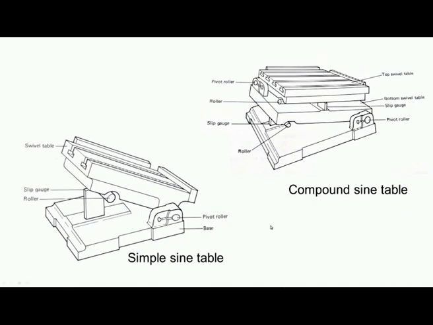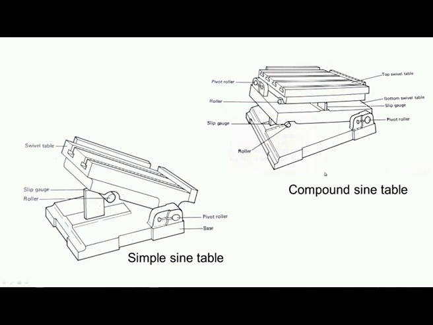Now, these are schematic views of a simple sine table. Here we have only one swiveling table, a pivot and a roller, which is fixed to the bottom of the swiveling table, and this is the reference surface on which the slip gauge should be placed. So, between the roller and the reference surface, a slip gauge can be placed and then the required angle can be maintained.